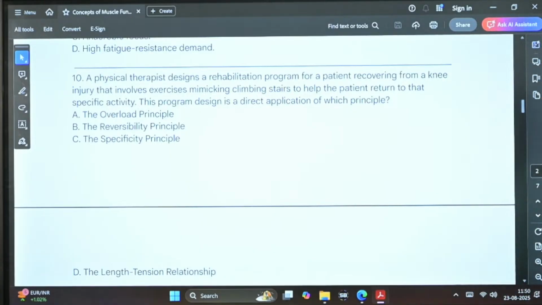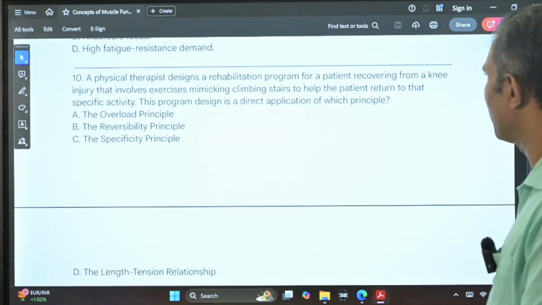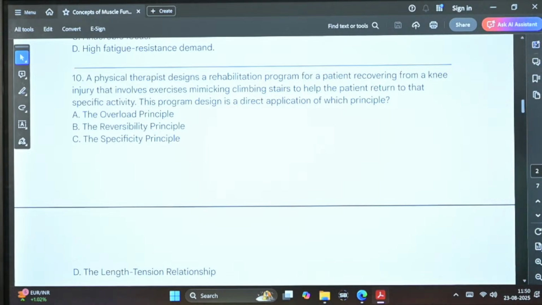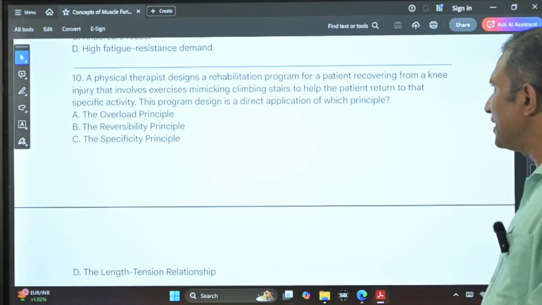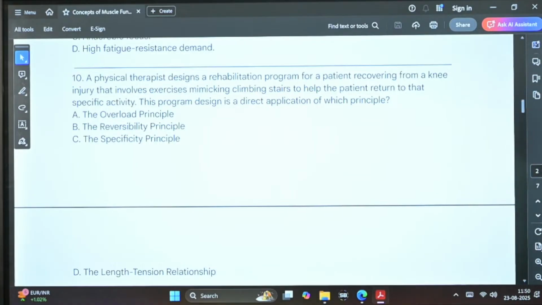A physical therapist designs a rehabilitation program for a patient recovering from a knee injury that involves exercises mimicking climbing stairs to help the patient return to that specific activity. This program design is a direct application of which principle?